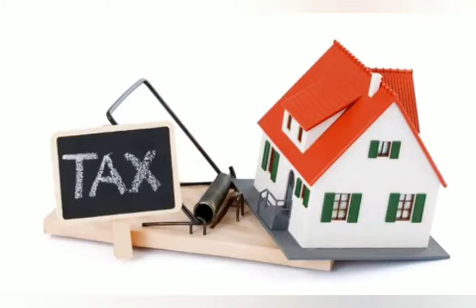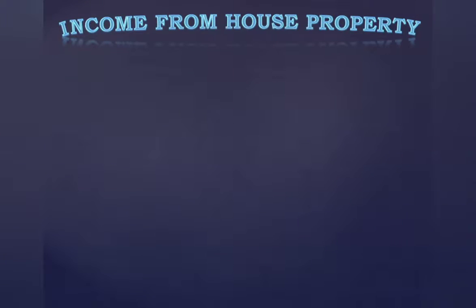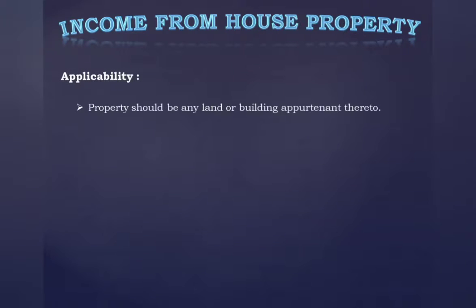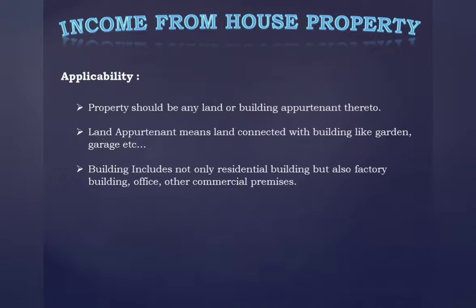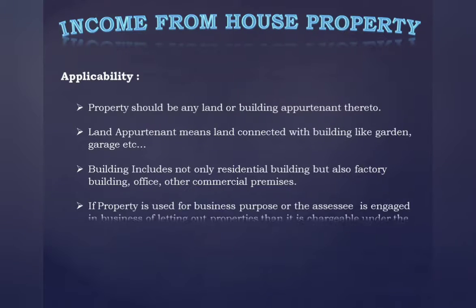Here I am with the next topic, that is how to compute the income from house property. Today we are going to study it in detail. Let us first begin with the applicability. Property should be any land or building appurtenant thereto. Land appurtenant means land connected with building, like garden, garages, etc. Now, building not only includes residential building, but it also includes factory building, office premises, other commercial premises, etc.